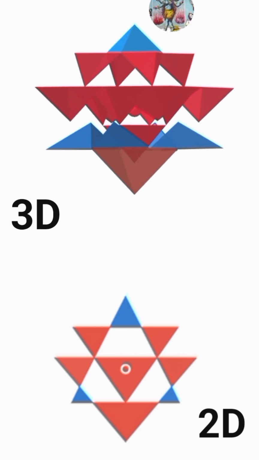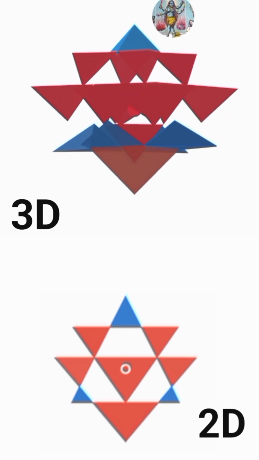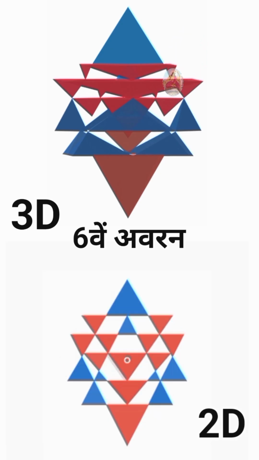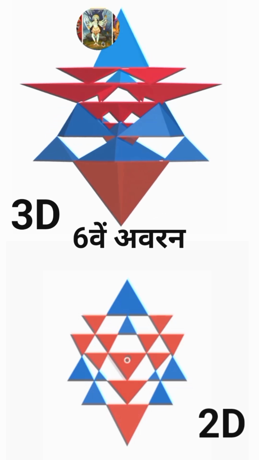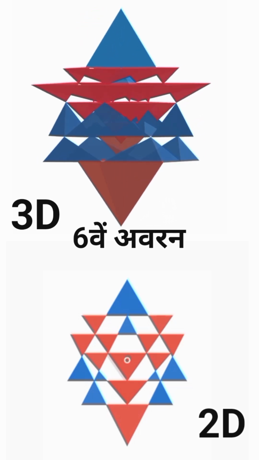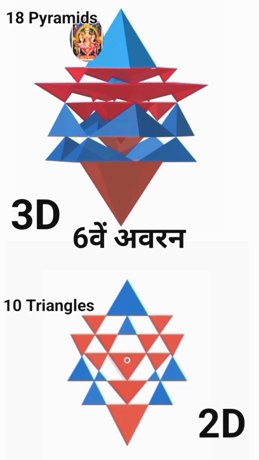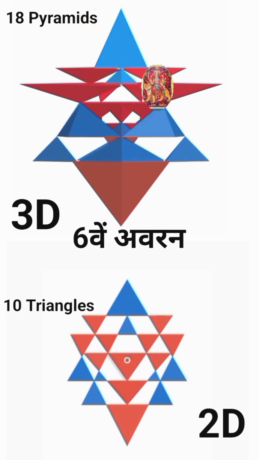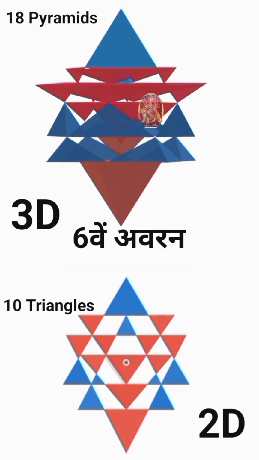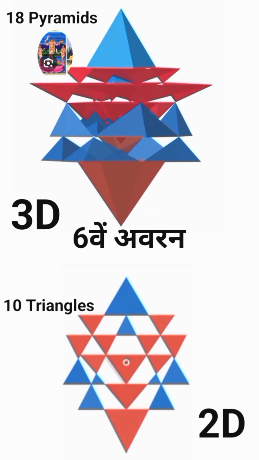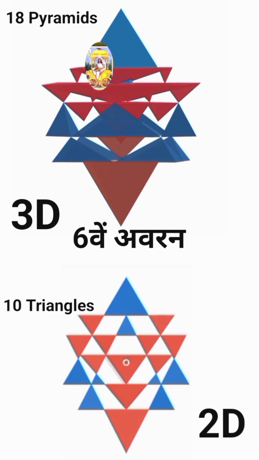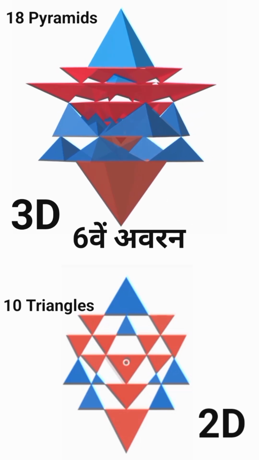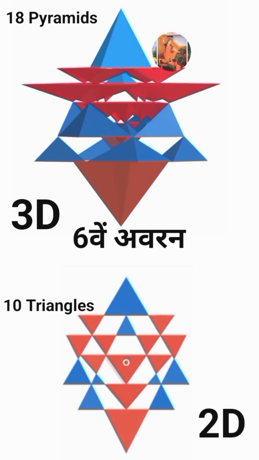The next Avarana is the 6th Avarana. As we are creating the cosmos or our world from the Adi Shakti, the Parashakti, the Bindu, Ma Lalita Tripura Sundari. The sixth avarana has 10 triangles in 2 dimensions and they become 18 pyramids in 3 dimensions. The energy, the power further increases. The pyramids are occupied by forms of Adi Shakti. I personally feel energized by these visualizations.